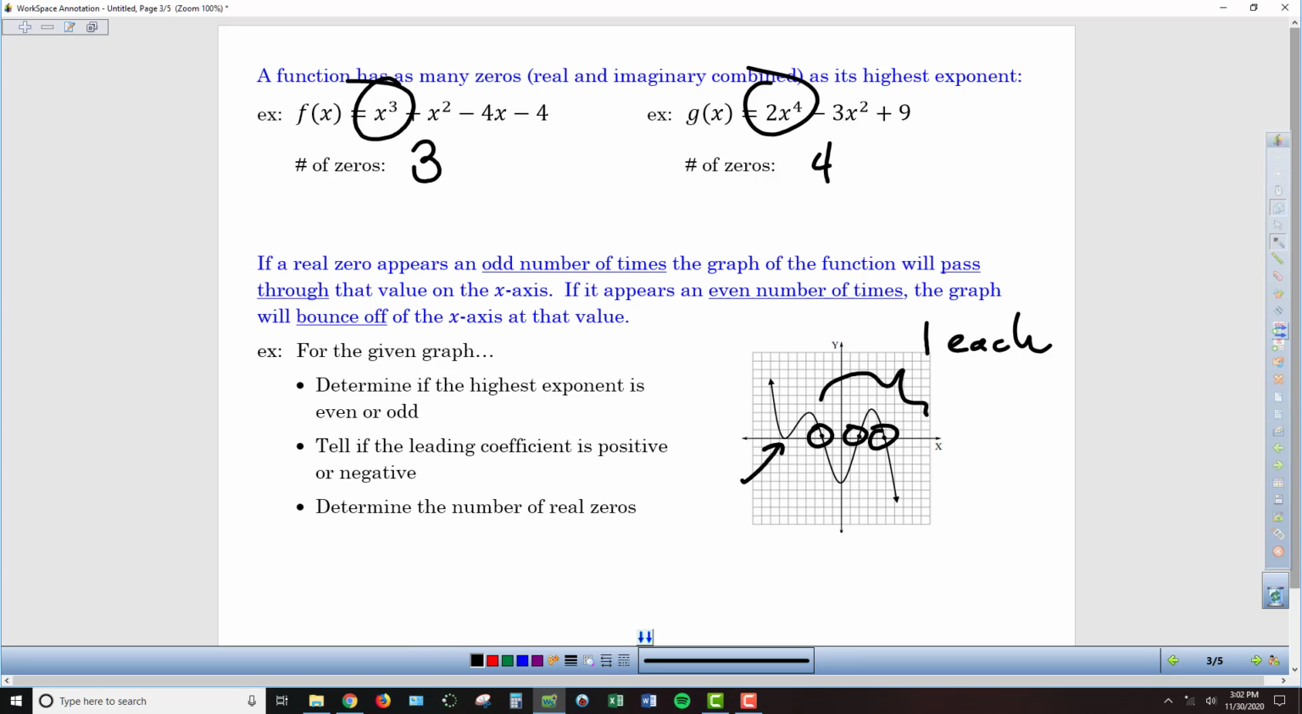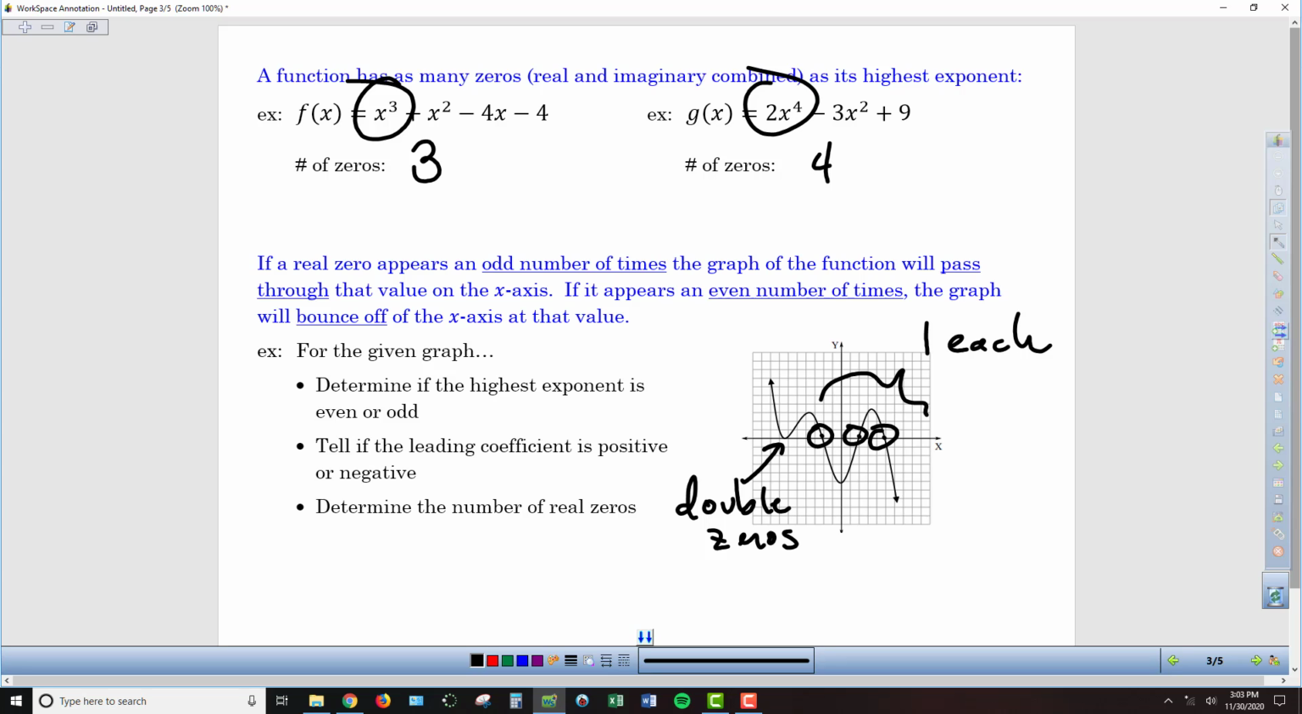What's different is this first spot right here. This first spot along the x-axis where it bounces off of the x-axis rather than passing through means it's a double 0. It appears an even number of times. So as a factor, it would show up twice in our equation rather than just once. So that's the difference between what we refer to as a double 0 versus a single 0.